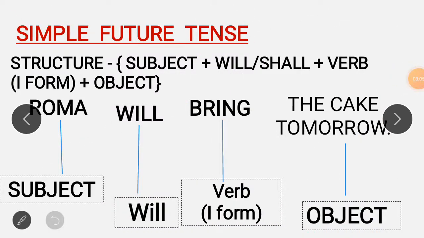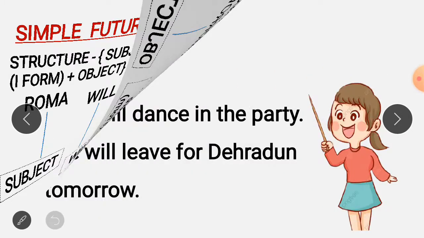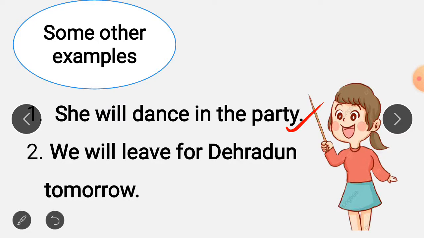Now the simple future tense. The structure for simple future tense is subject along with will or shall, which should be followed by the verb in its base form or the first form, with the object. For example, Roma will bring the cake tomorrow. Roma over here is the subject, will is very important, and then bring, which is the first form of the verb, and then the cake tomorrow, that is the rest of the sentence, is the object. Some other examples are: she will dance in the party. We will leave for Dehradun tomorrow.